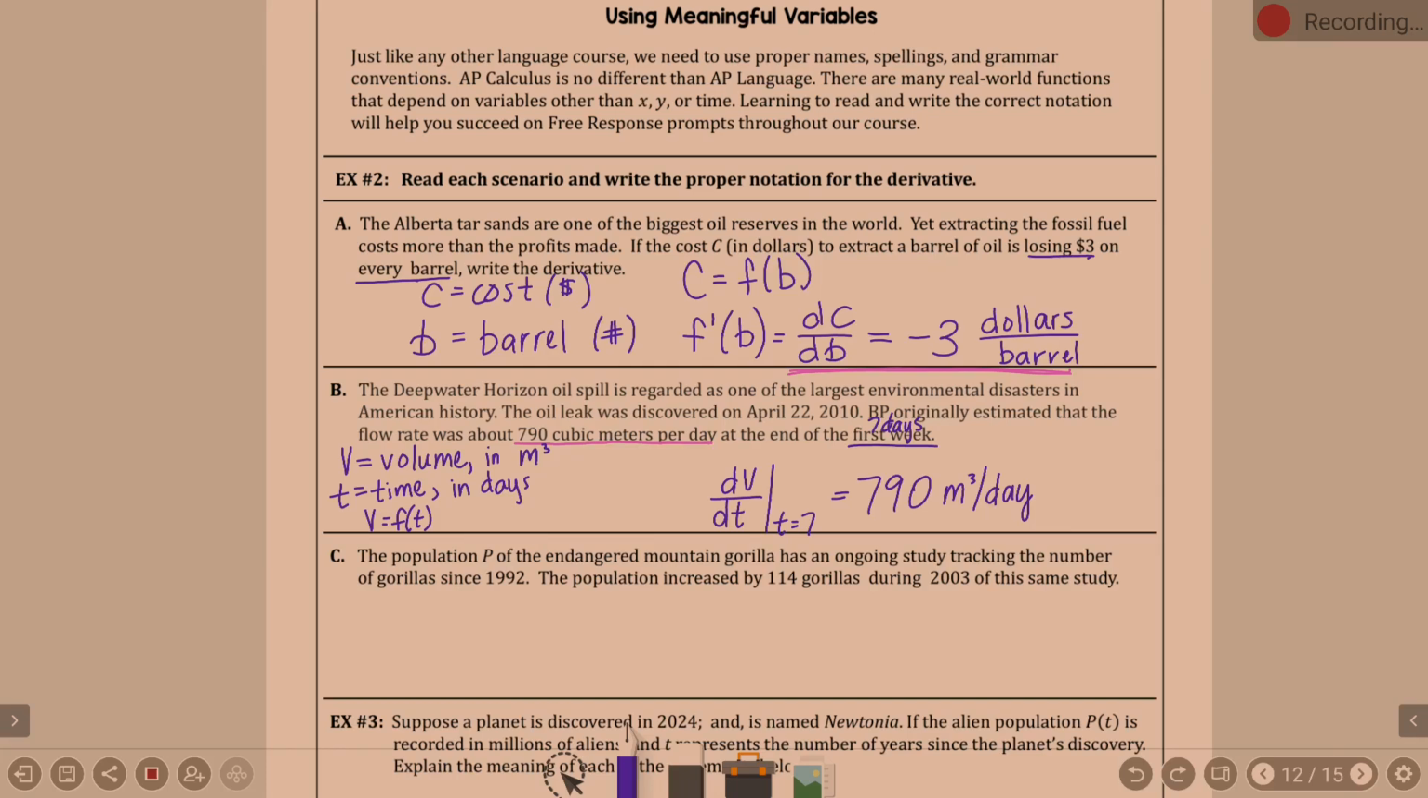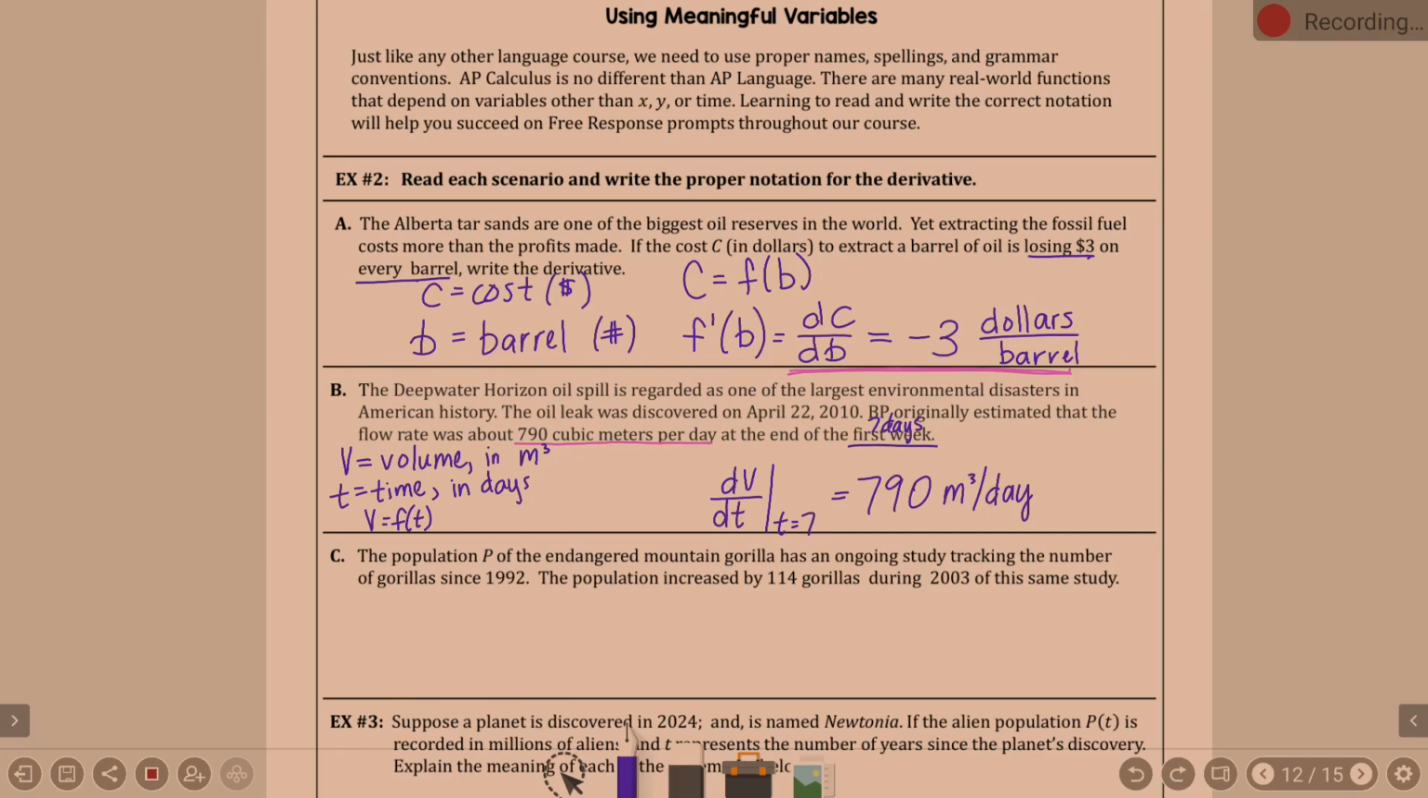No, I don't have it as negative. And I think it talks about the flow rate was 790 cubic meters per day. I don't know. I think it's because it's just flow rate. It's not the fact that it's losing. In general, this whole problem is about a leak. And so that's the flow of the leak.